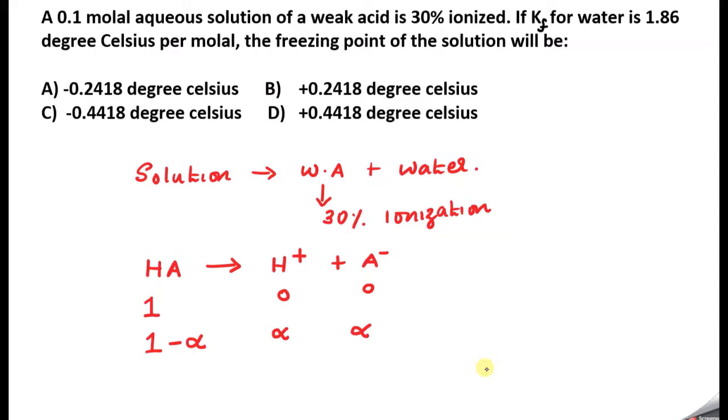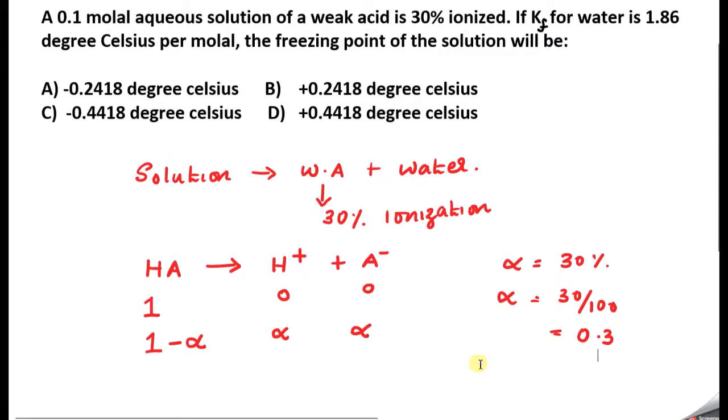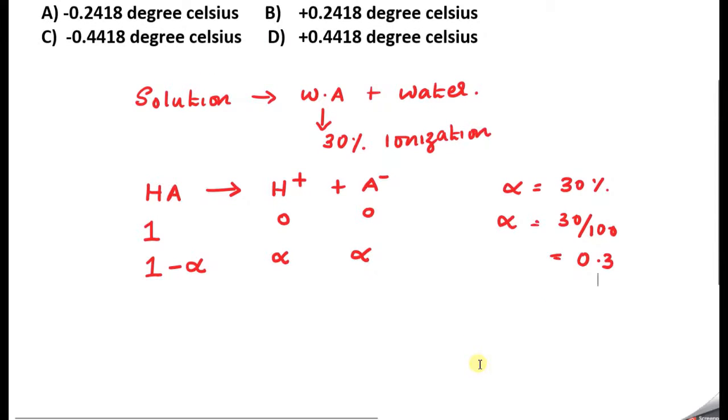Now we will see what is this alpha given in the question. Alpha given here is 30 percentage dissociation. So 30 percentage means alpha is equal to 30 by 100, that is 0.3. So I can say 1 minus 0.3 is equal to 0.7, and 0.3 and 0.3. Now let's calculate the i value here.